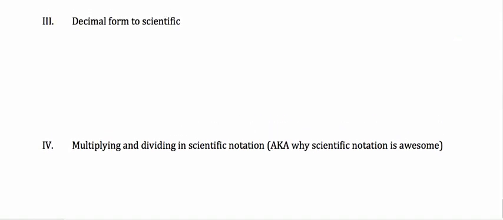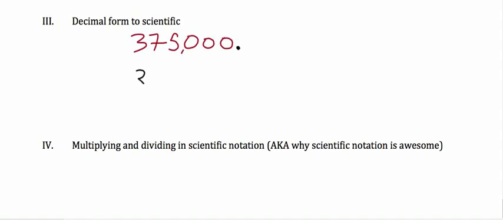Now, decimal form to scientific. So let's say we wanted to write a number in scientific notation. So let's say we had the number 375,000. Yep, I'm pretty much using that 375 over and over again. So here's what you need to do. You first need to figure out where I would put the decimal place in this number. Where would I want it to be? It's right here right now. Where would I want it to be if I wanted it to be a number between 1 and 10?